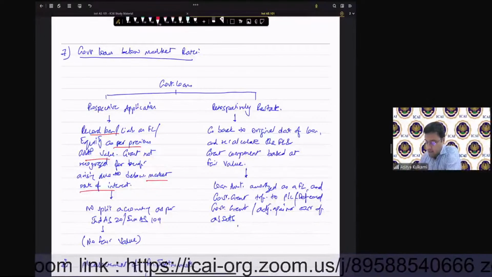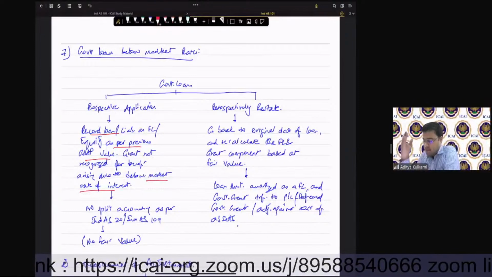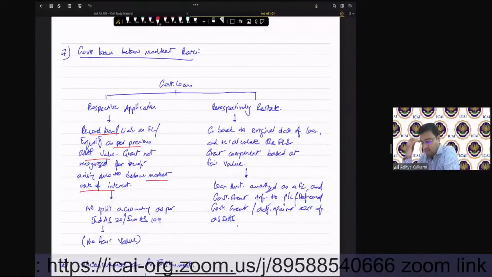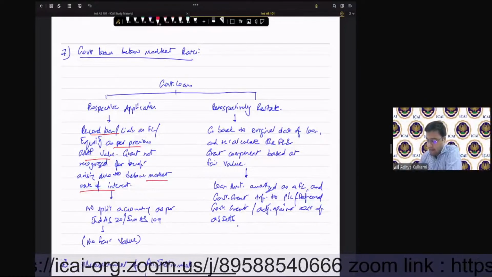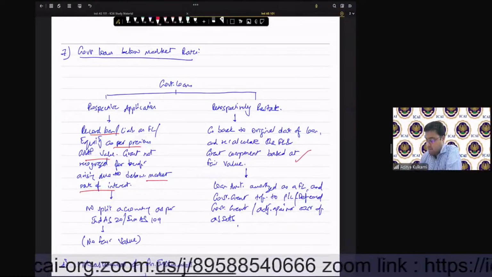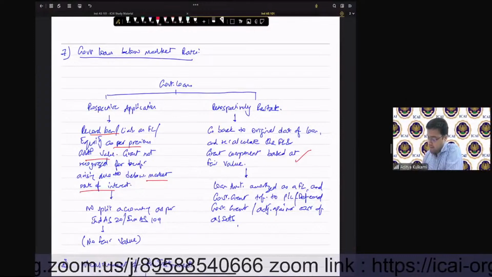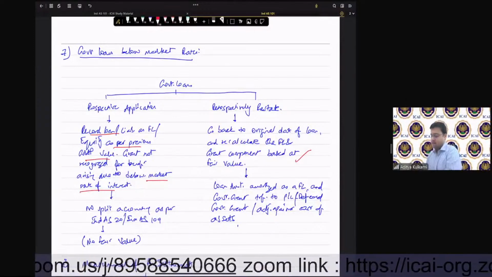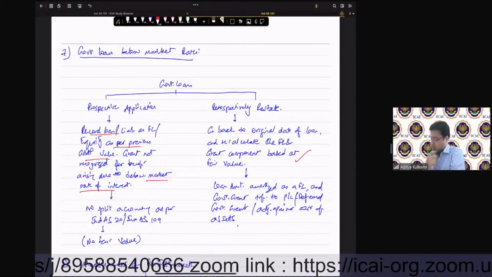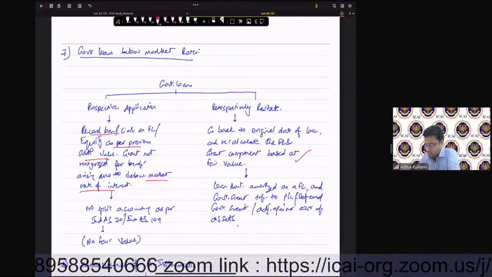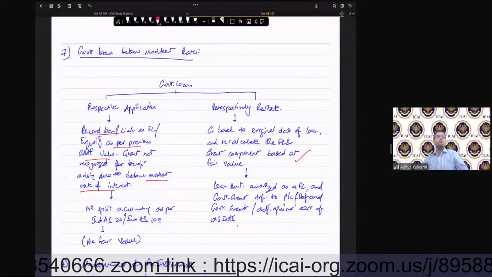Next, retrospectively restate. Alternatively, instead of prospective, go to retrospective, recognize the loan and recalculate the financial liability and grant component based at fair value. Loan amount amortized as a financial liability and government grant transferred to P&L, deferred government grant, adjustment against cost of assets. Okay, all these things, adjustment against cost of assets. So all these things you will be doing.